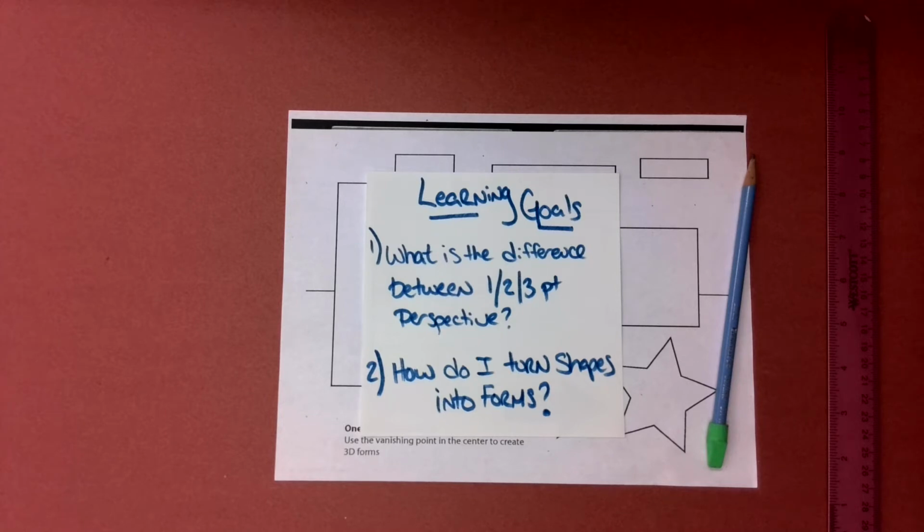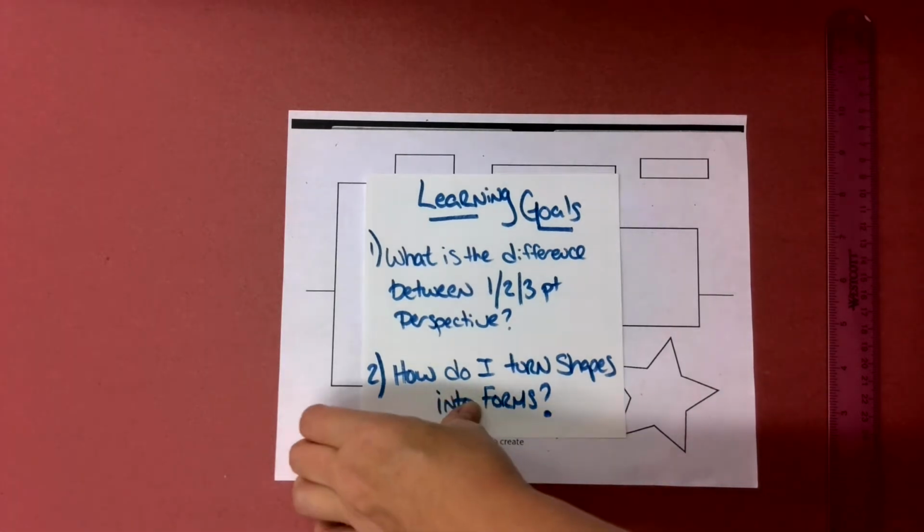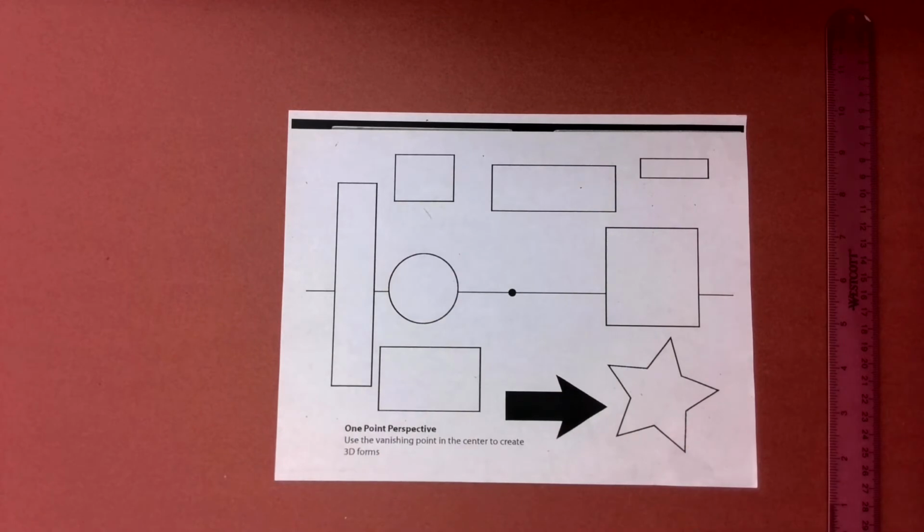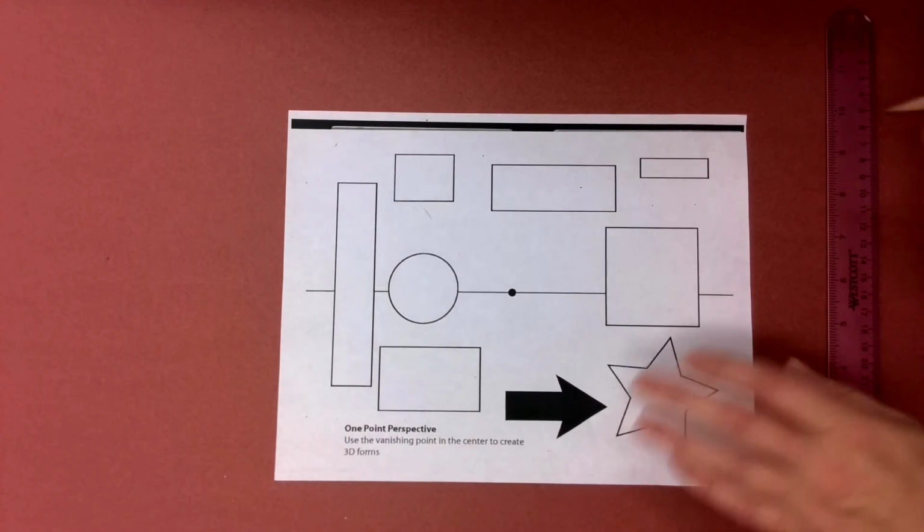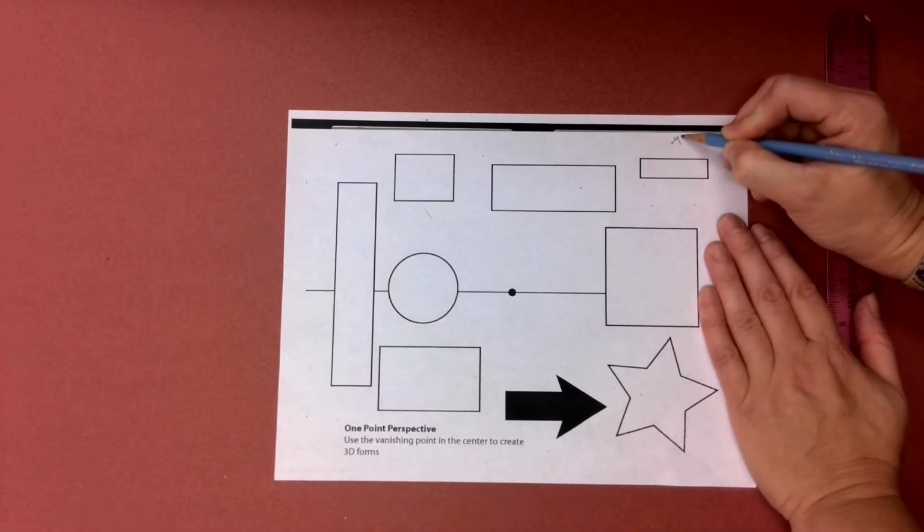To begin with, you're going to view the PowerPoint slideshow that's located at the link just above this video to do number 1. We'll understand the difference between 1, 2, and 3-point perspective by using this video. Now that you've done watching the video, take your 1-point perspective sheet, and to begin with, you're going to write your name on the top of it.